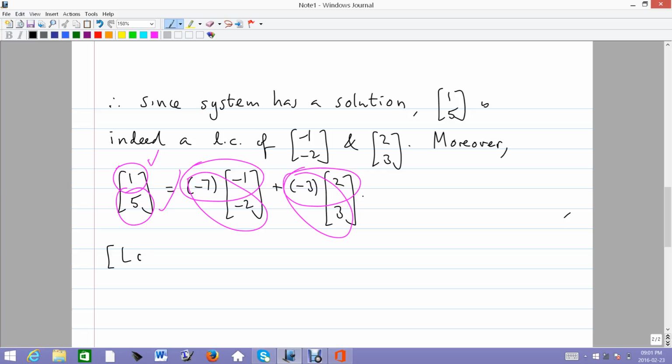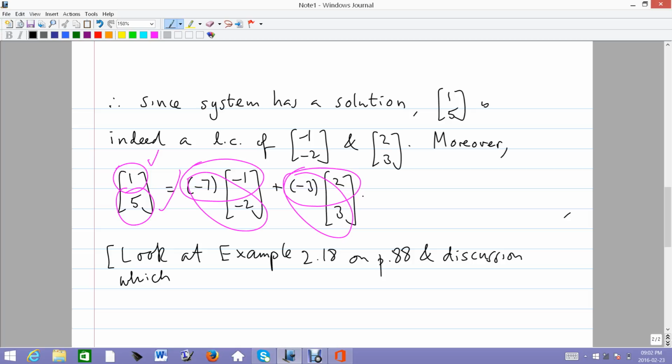I suggest that you look at example 2.18 on page 88, and it's also worth reading the discussion which follows theorem 2.4 on page 89.